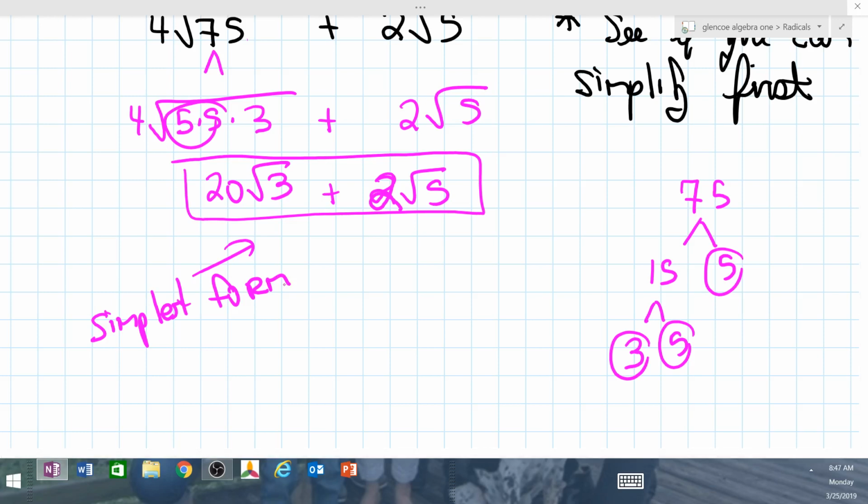All right. Let's take a look one more time at what we're going to be dealing with tonight. You're going to be dealing with adding and subtracting, simplifying, rationalizing the denominator, and making sure that you can simplify or multiply a radical fraction times a radical fraction.